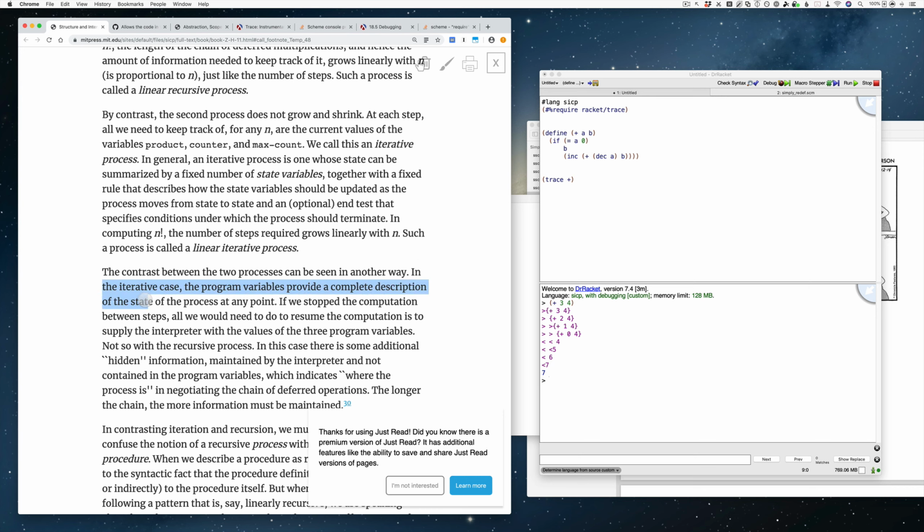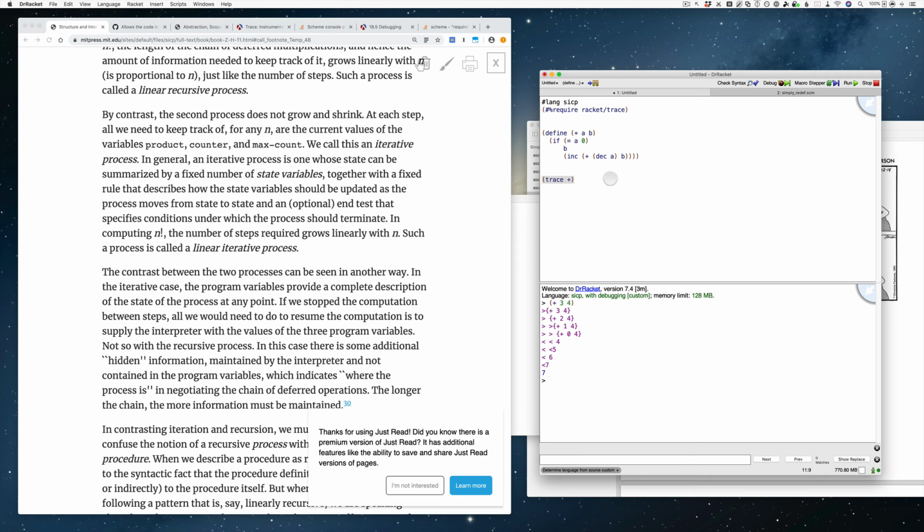Right. In the iterative case, the program variables provide a complete description of the state of the process at any point. If we stop the computation between steps, all we would need to do to resume the computation is to supply the interpreter with the values of the 3 program variables. Not so with the recursive process. In this case, there is some additional hidden information maintained by the interpreter and not contained in the program variables, which indicates where the process is in negotiating the chain of deferred operations.